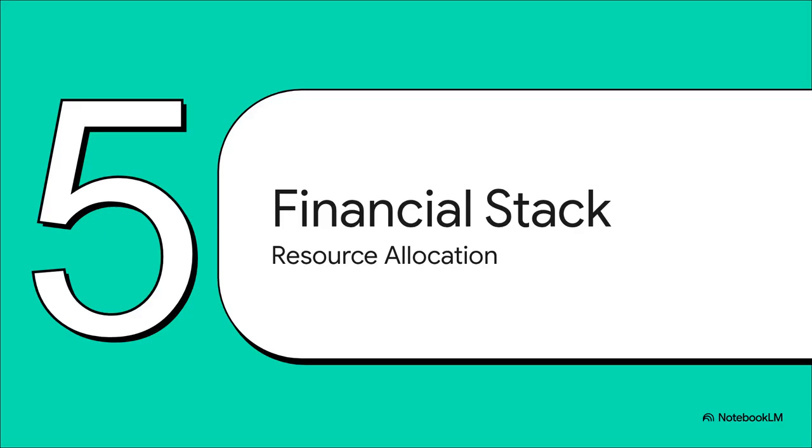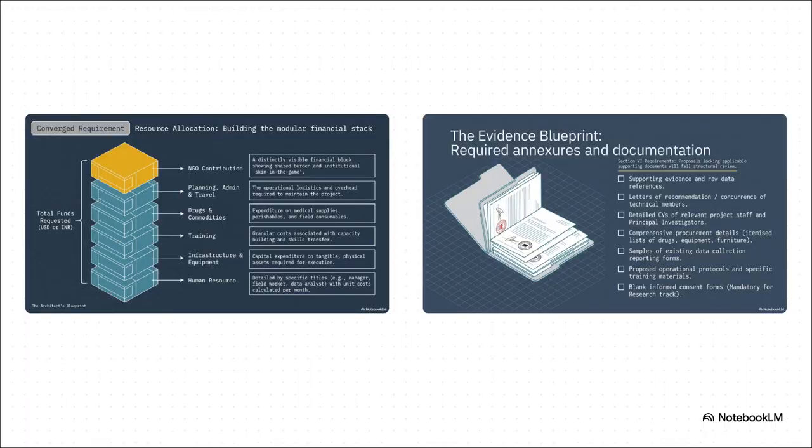Next up, Section 5, building the financial stack, resource allocation. So how do you detail project budgets? Well, every single financial request has to be backed up. Include tips on clearly documenting past financial resources and historical annual budgets. You have to balance your budget requests against your project goals and expected outputs. It's a modular stack, meaning everything connects. Your human resources, infrastructure, it all relies on your evidence annexures. You must provide comprehensive procurement details and CVs of all relevant staff to justify every single dollar.